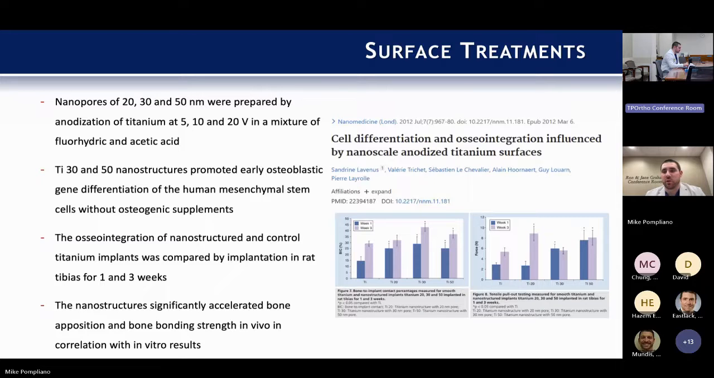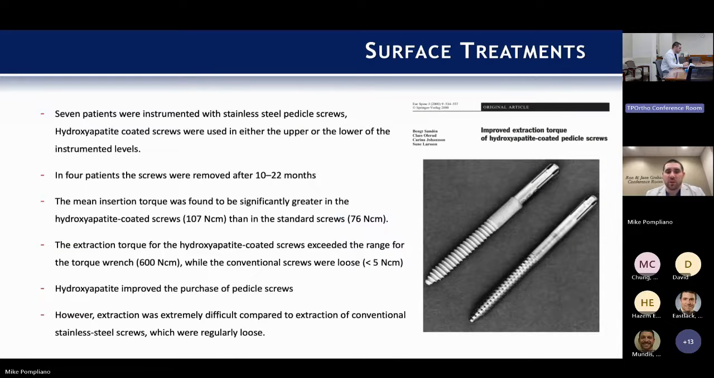have been seen historically. This is another very common method, especially with respect to iliac bolts, but this was a smaller sample size study looking at different pedicle screw treatments. So this was 7 patients with hydroxyapatite coated screws and 4 of them, so essentially half of them, were removed approximately 1 to 2 years later, at 10 or 22 months.